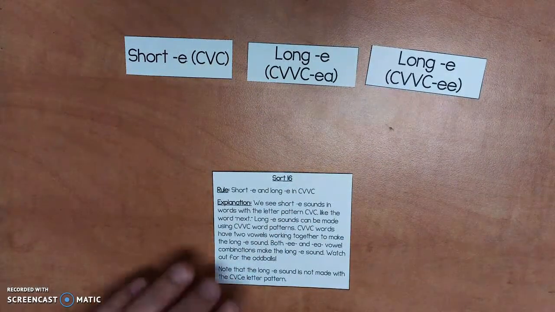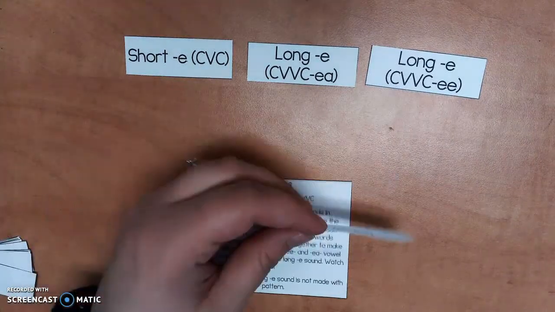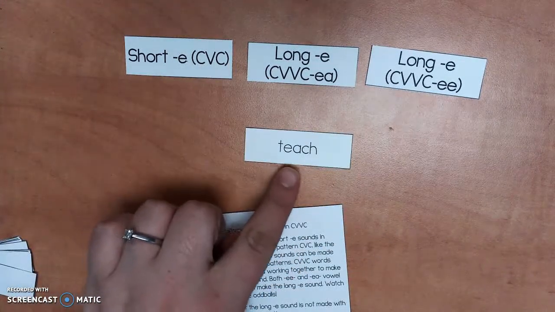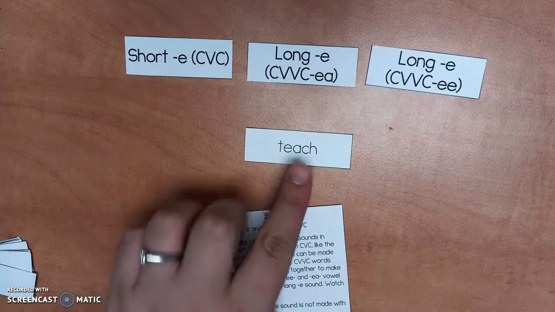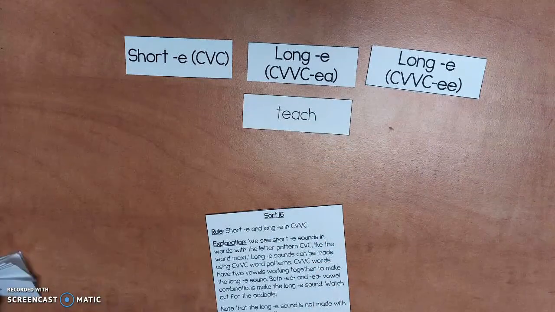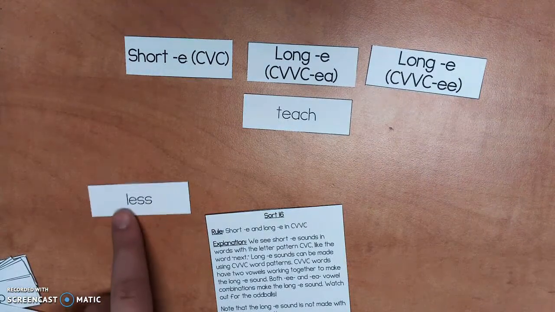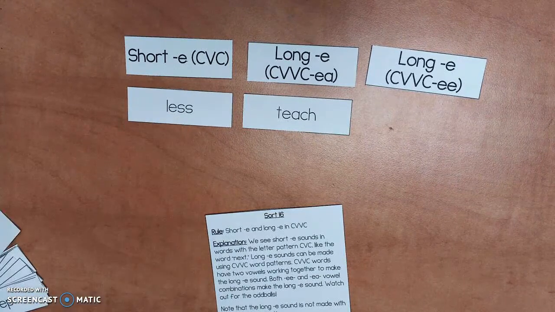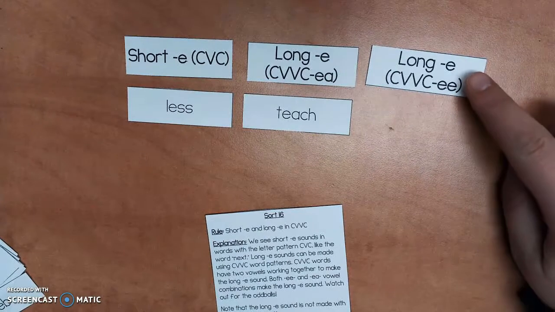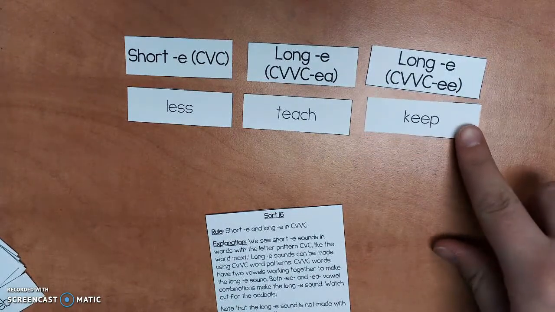So we find words like teach, teach, but that E sound is being made by an E and an A. Our short words, that's where we've got an E sound, like in less, less. And then we have our long E sound in words like keep.